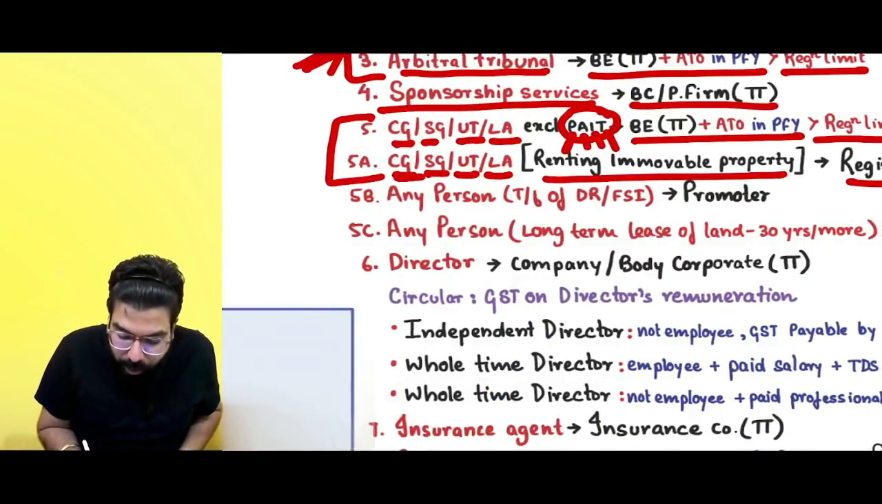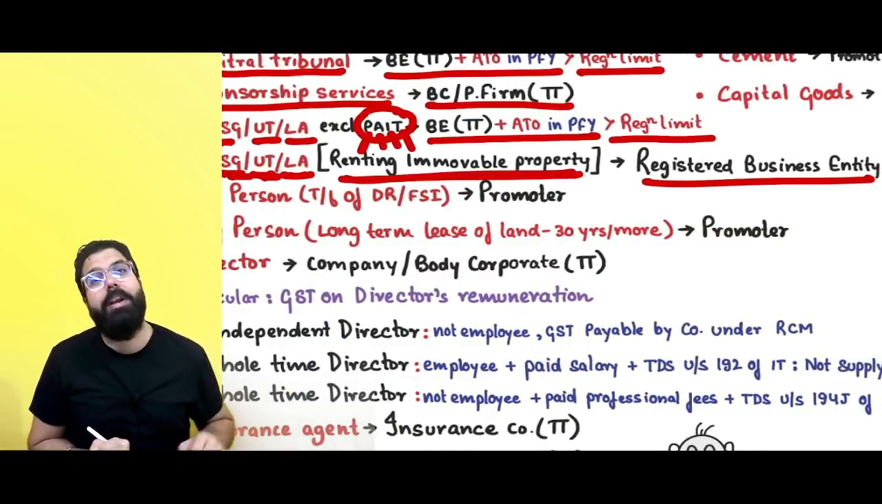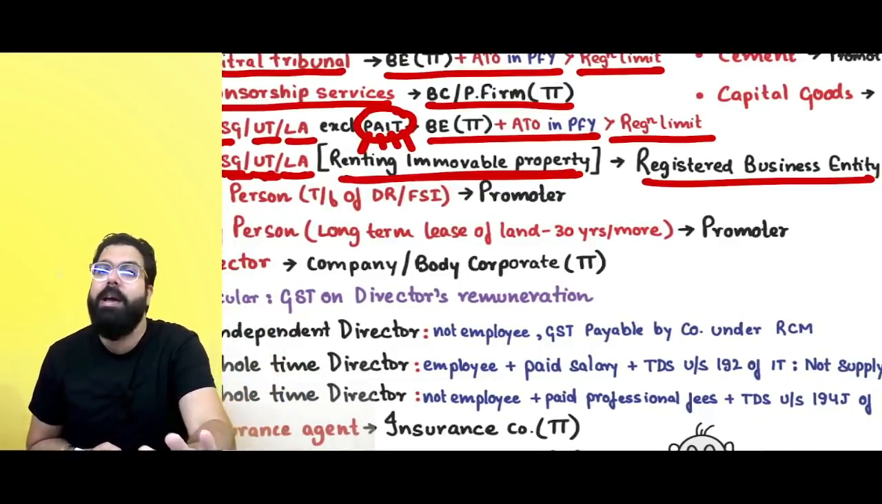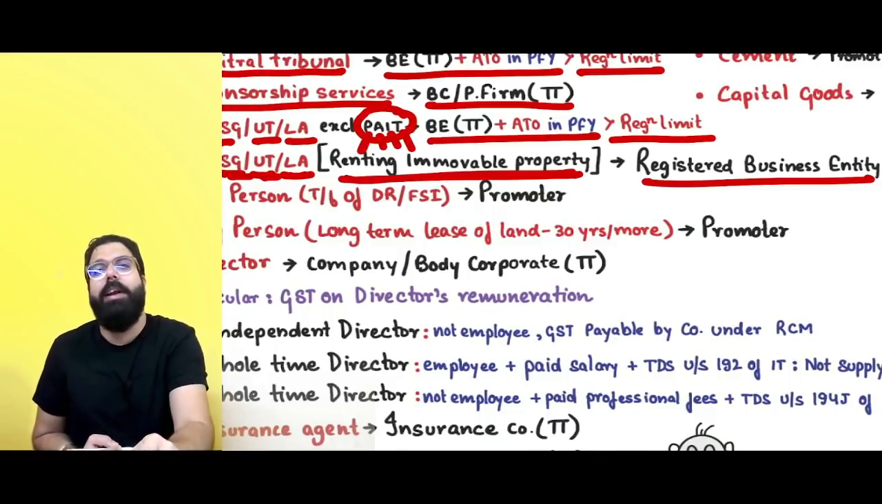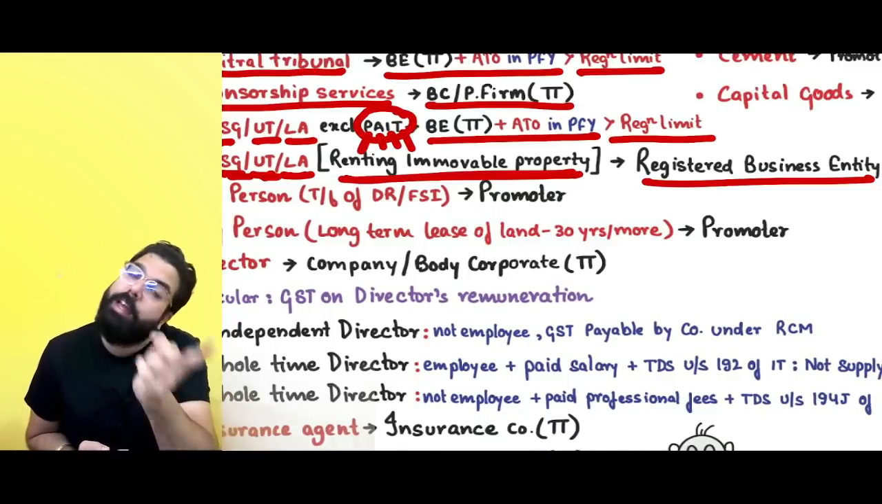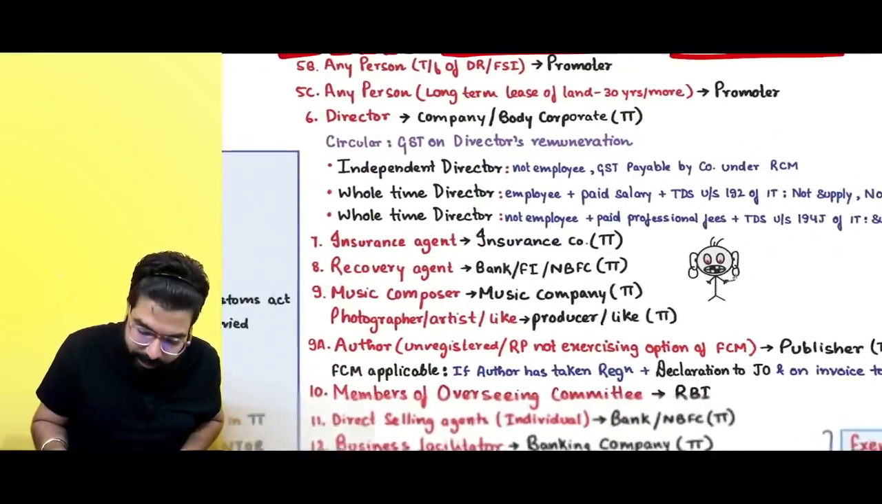Sir, if the central government, state government, local authority or union territory government provides renting of immovable property to an unregistered person, then wherever reverse charge is not there, always remember forward charge is there, it is not exempted. Reverse charge is not there, always forward charge is there unless it is specifically exempted. Done, sir, point is clear.